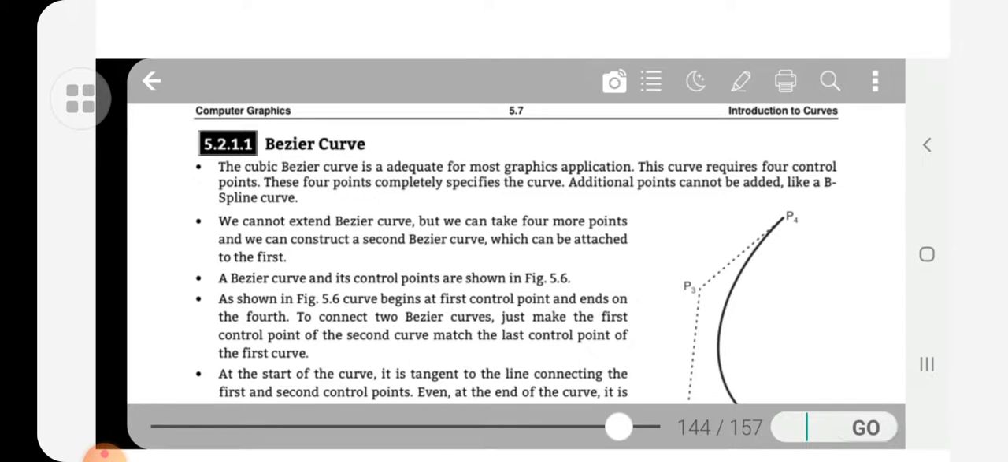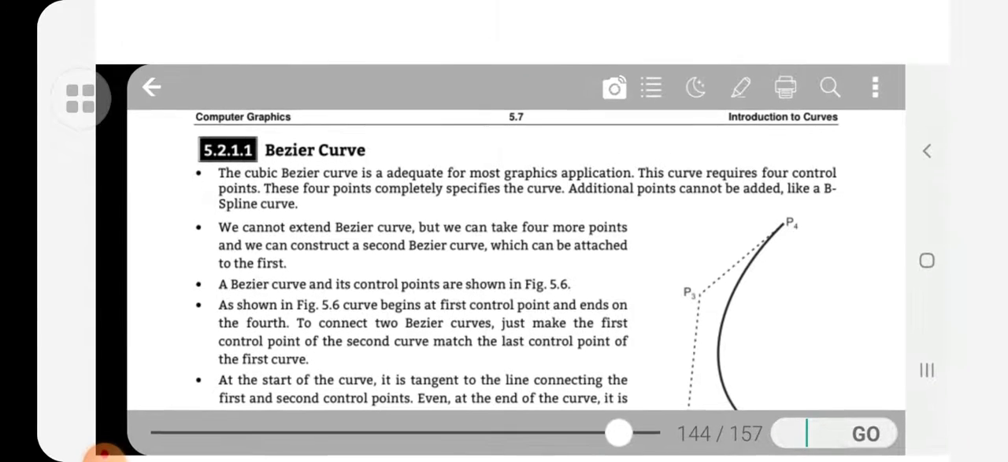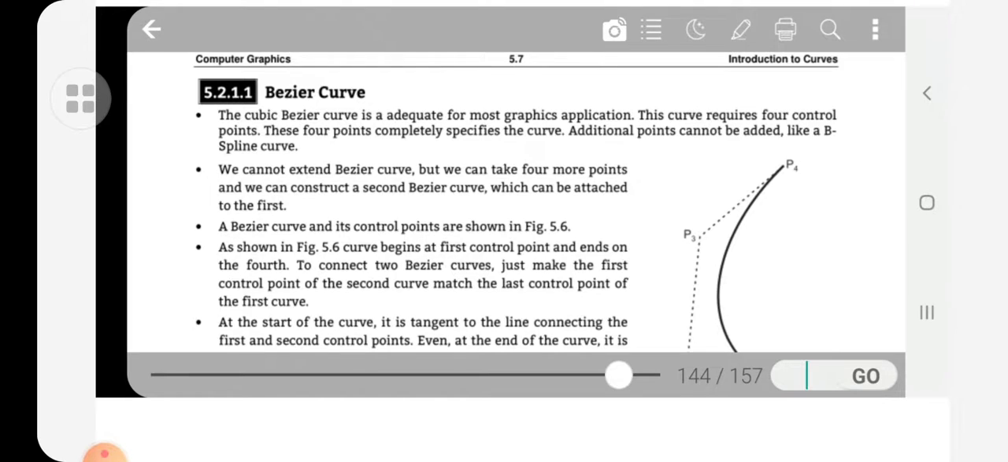The figure shows both points here. P1 and P4 are connected to each other as a curve, and we can construct a second Bezier curve which can be attached to the first. A Bezier curve and its control points are shown in figure number 5.6. Here P1, P2, P3 and P4 are the 4 points, and the first and last points are connected using a curve. This curve begins at the first control point and ends on the fourth.